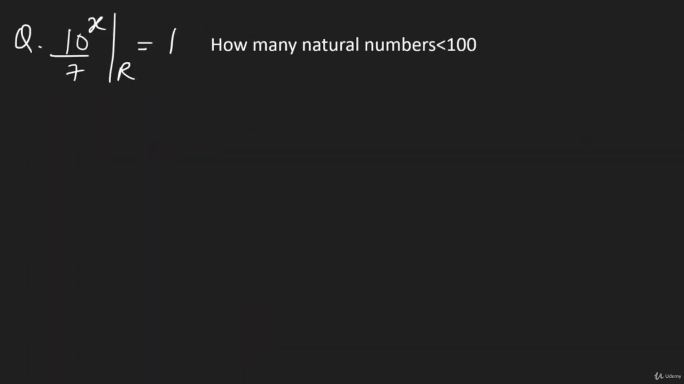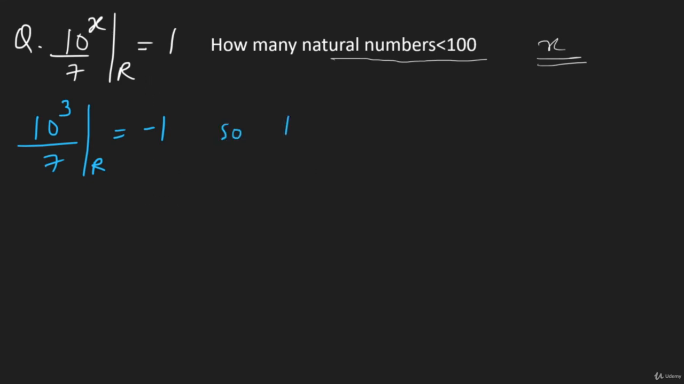Let's do this question. 10 to the power x divided by 7 gives a remainder of 1. The question asks, how many natural numbers less than 100 satisfy this equation? So you need to find values for x where 10 to the power x divided by 7 will give you a remainder of 1. Pause the video, give it a try, and then we'll solve it together. Alright, I hope you have given it a try. Let's do it together. We know that 10 to the power 3 divided by 7 gives a remainder of -1, right? We have already seen that in the previous video.